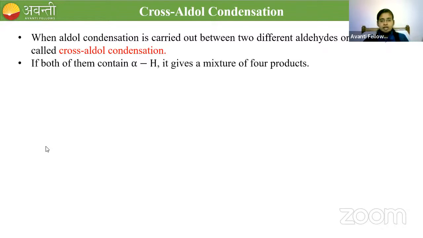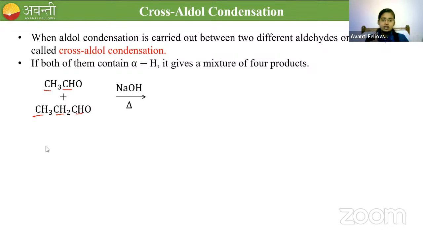So if both of the molecules contain alpha hydrogen, then that particular combination will give four products. I will show you. Let me take two different aldehydes. One aldehyde has 2 carbons and the other aldehyde has 3 carbons. So these are the two different aldehydes. Now it is treated with the base sodium hydroxide and heated. Now this combination will give four products.